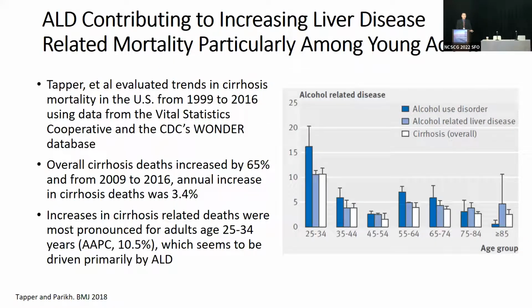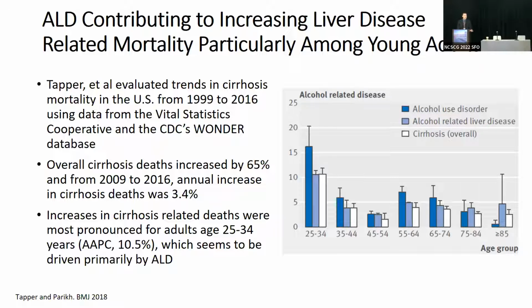This is a really nice paper that also shows alcoholic liver disease contributing to high rates of cirrhosis related mortality. This was a paper published by Elliot Tapper a few years ago now, 2018, that used the CDC mortality database and looked at cirrhosis related mortality over time. From 2009 to 2016, they saw an annual increase of 3.4% for cirrhosis mortality.